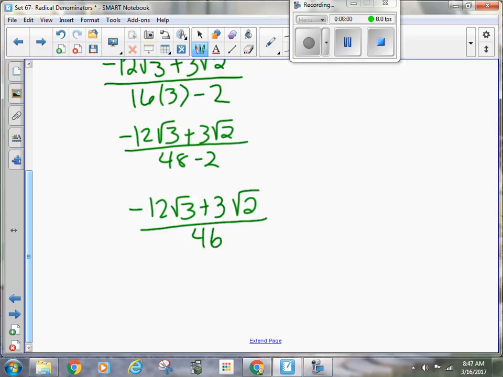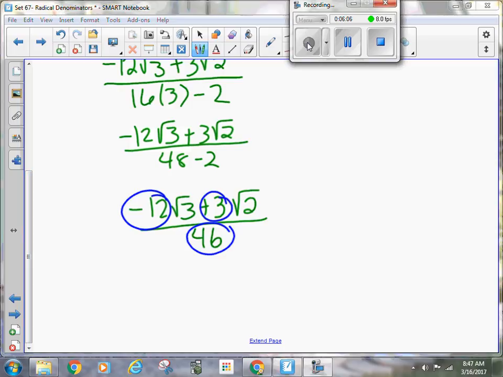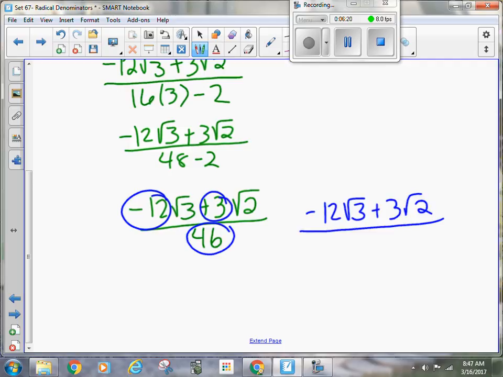Then you look at our 3, 46, and negative 12. See if we can simplify. And so 12 and 3 would both simplify by 3, but 46 does not. So then we're going to leave our answer with negative 12 square root of 3 plus 3 square root of 2, and I cannot combine those because they don't have similar radicals, over 46.